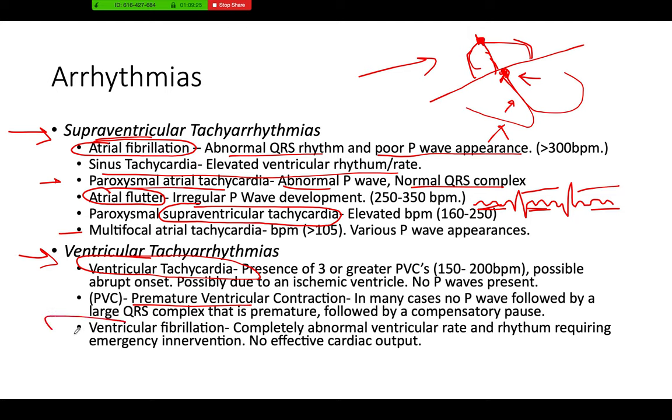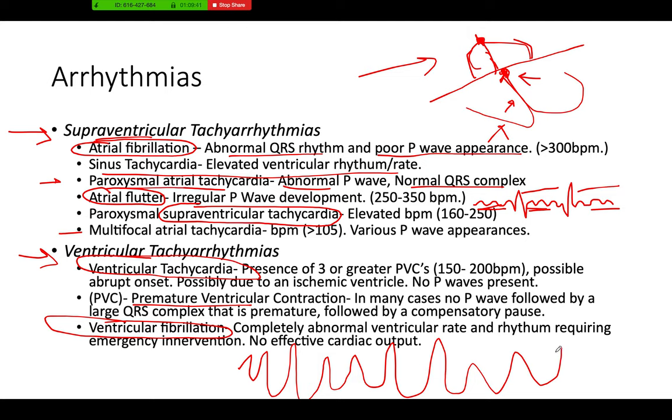And then VFib, another one that we need to identify, is just a completely disordered EKG. Okay, it's really just looking like a complete mess. All of our muscle is totally beating independently and not pumping blood to our brain or our body. We have no effective cardiac output, and this is why we have those AEDs around us in the mall and everywhere else we go, because we need to rapidly defibrillate this patient and restore a normal heartbeat. Okay? Great.